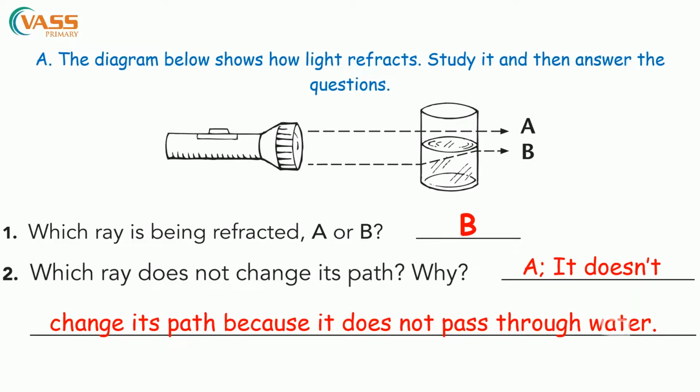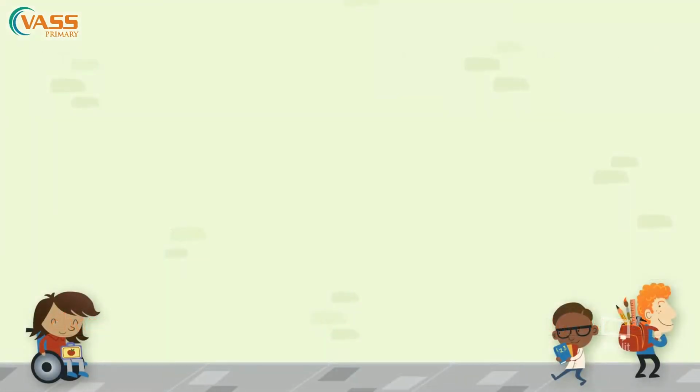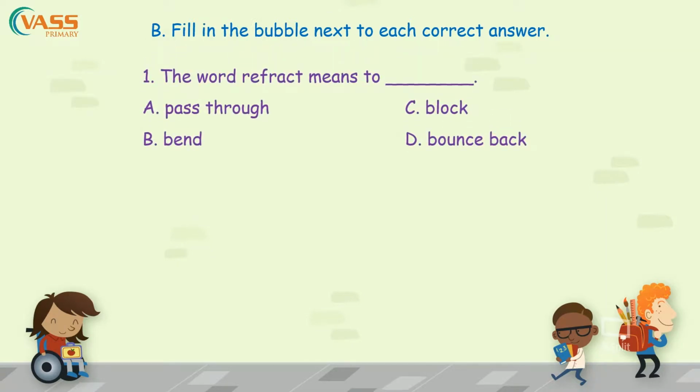Alright, let's move on. For B, fill in the bubble next to the correct answer. Number 1. The word refracts means which? To pass through, A. Bend, B. Block, C. Or bounce back, for D. Please circle the correct answer.